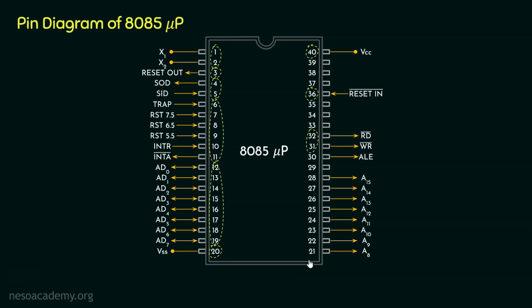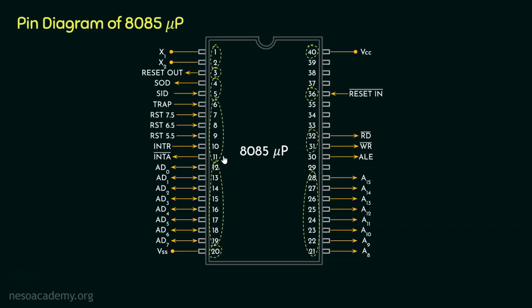Coming to the next pins from 21 to 28, that is A15 to A8, these lines are used to send out the higher order byte of the address bus, that is, the most significant 8 bits of the 16 bits of address bus. And at the same time, via the lines 19 to 12, these pins will be used to send out the lower order byte, that is the least significant 8 bits of the 16-bit address.